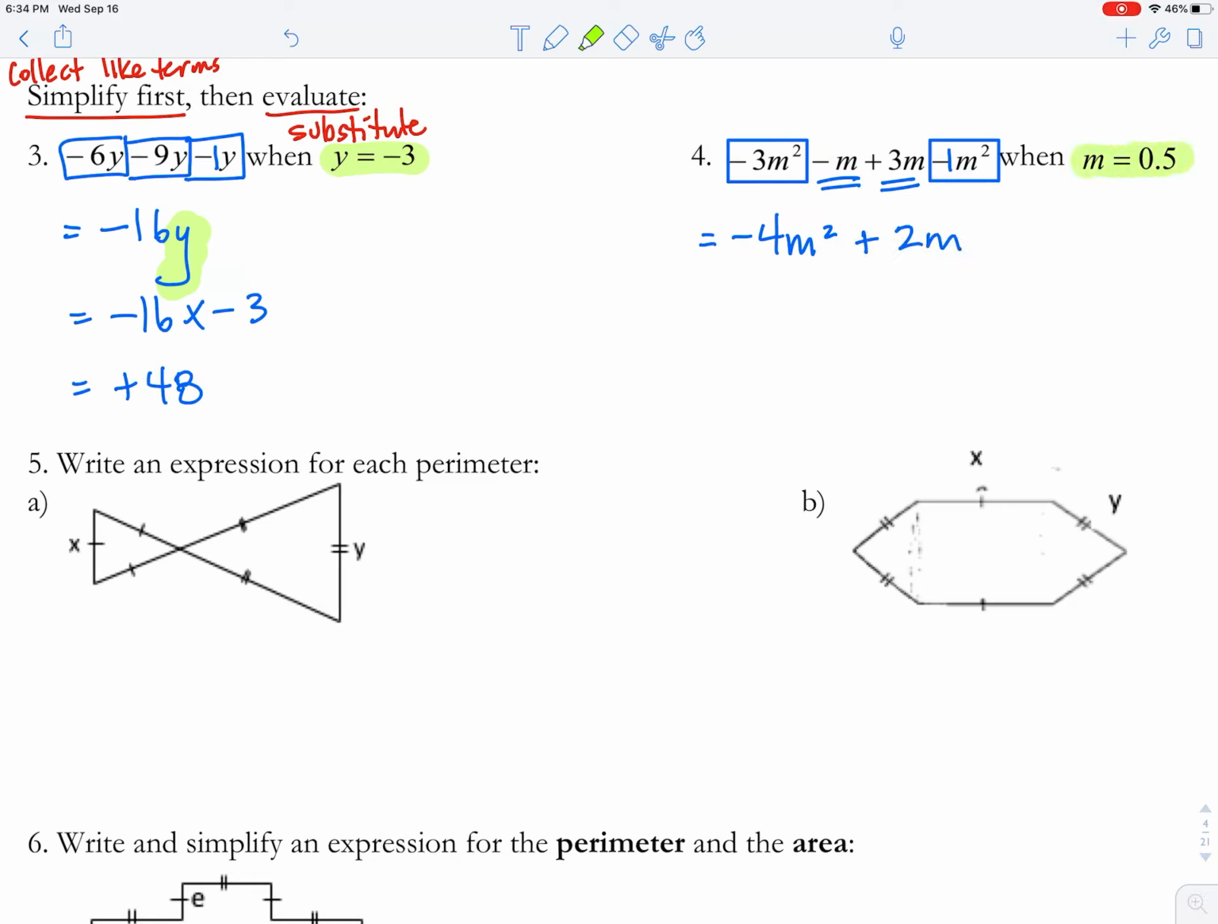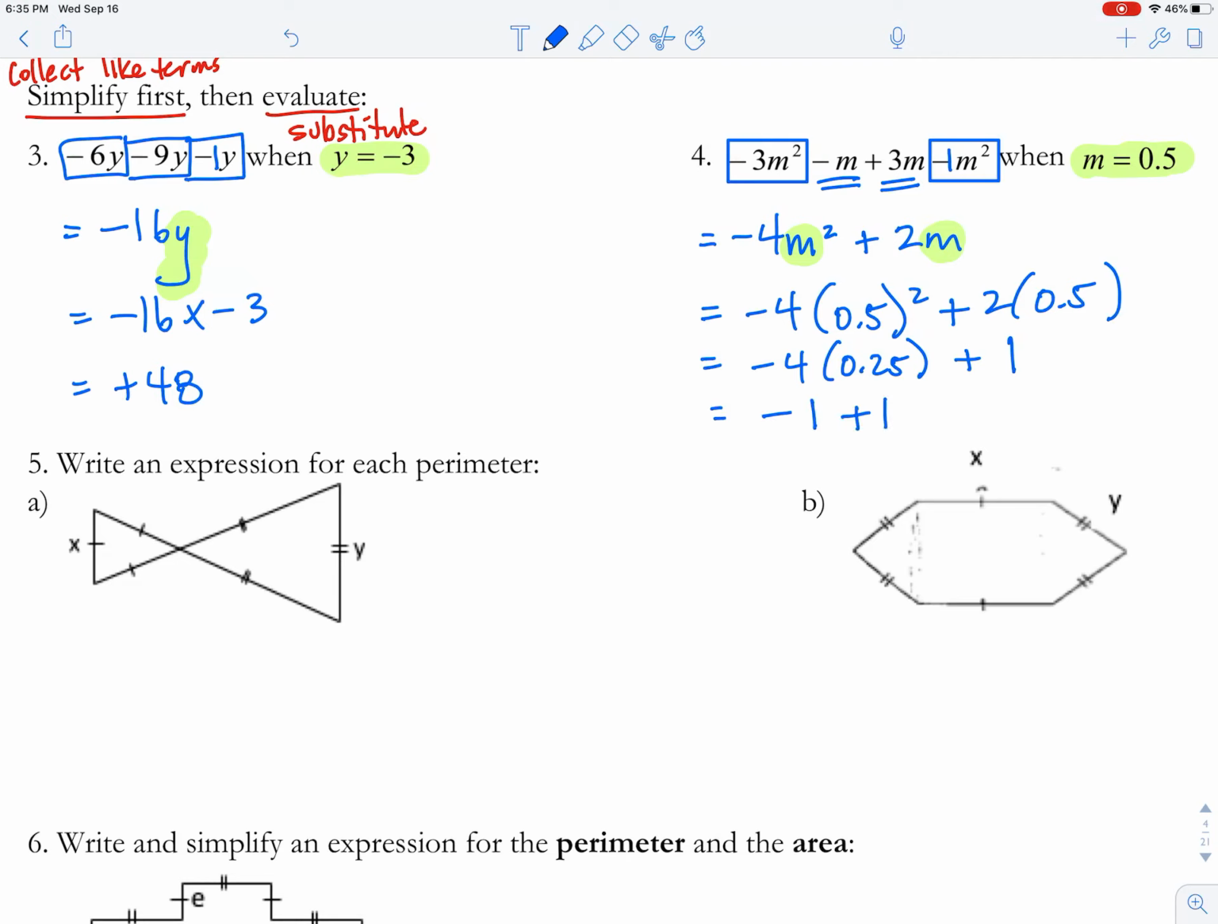And then they want substitute. So wherever I see an m, I'm going to put brackets this time. So minus 4 brackets, 0.5 squared plus 2 times 0.5. So minus 4 times 0.25 plus 2 times 0.5 is 1. Minus 4 times 0.25 also ends up being, but it's minus 1. So I get minus 1 plus 1, which equals 0.